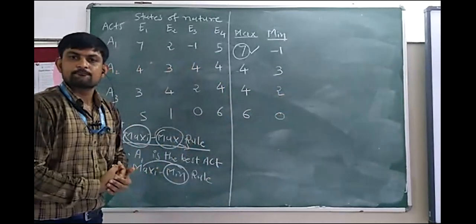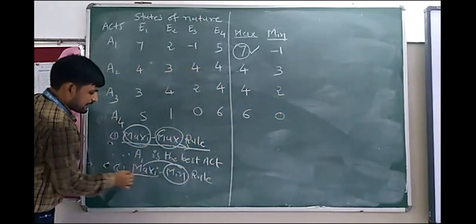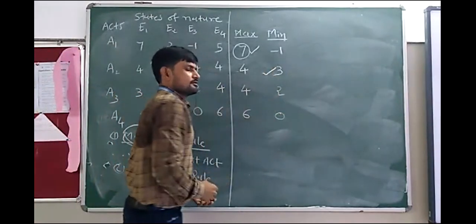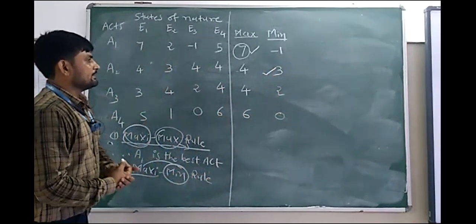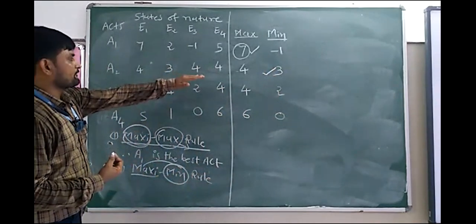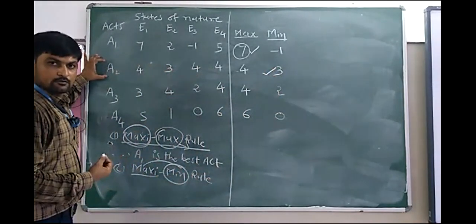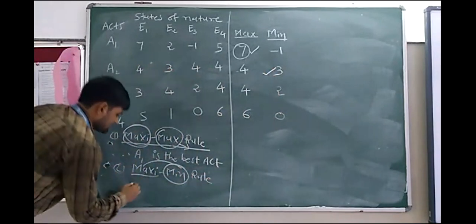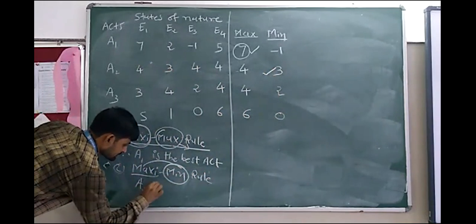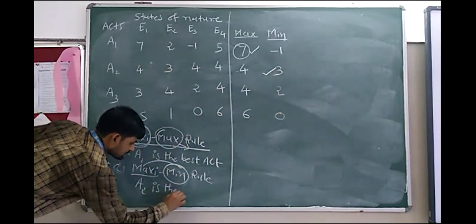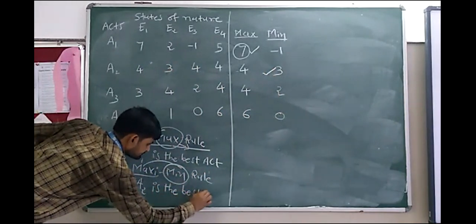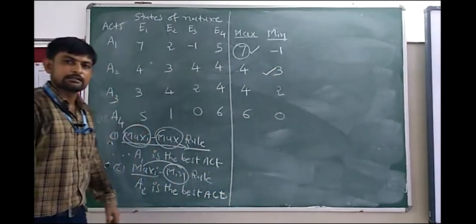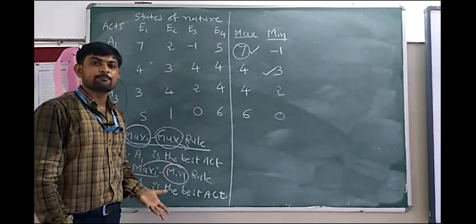Out of these, we will select the maximum payoff. So which one is maximum? 3. So 3 is the maximum payoff, for Act 2. So we can say that according to the Maximin rule, A2 is the best act. Clear? Again, it is very simple.